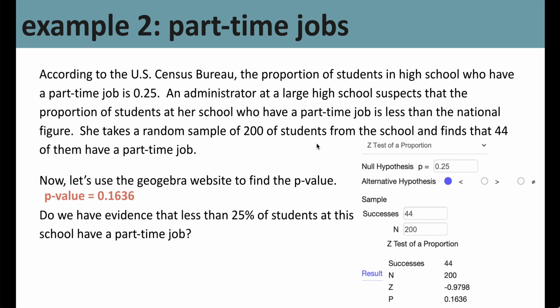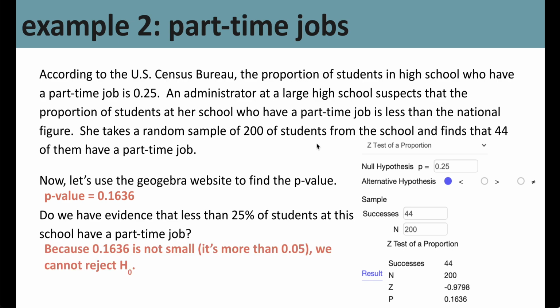Okay, so do we have evidence? Well, we have to decide first, am I going to reject or not reject? And the rule is if P is small, reject the null. Small means less than 0.05 unless they tell you to use a different level of significance. So 0.1636 is not less than 0.05. It's more than 0.05. So because it's not small, we cannot reject the null, right? Because if p is small, we reject the null. This p-value is not small, so we cannot reject the null.